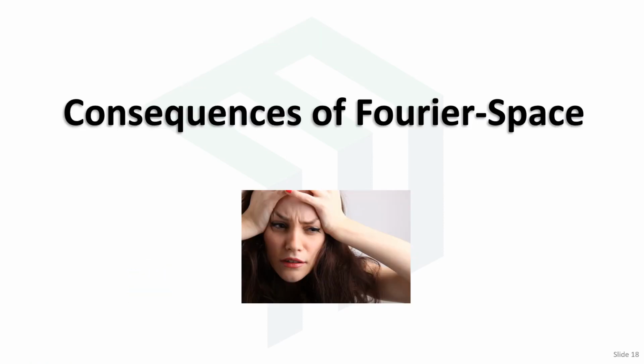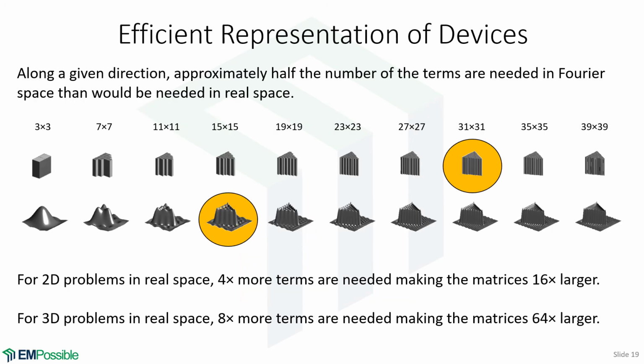Now let's get on and talk about consequences of Fourier space. So first of all, why are we doing Fourier space? Well, in dielectric structures with low to moderate index contrast, the waves in those structures tend to look rather plane wave-like. So expanding those into a plane wave basis is very efficient. If we were to do this on a real space grid, we might need 40 points per wavelength. Well, in Fourier space, we might only need 5 or 7 spatial harmonics to get essentially the same accuracy.